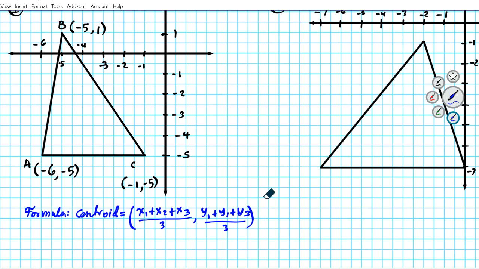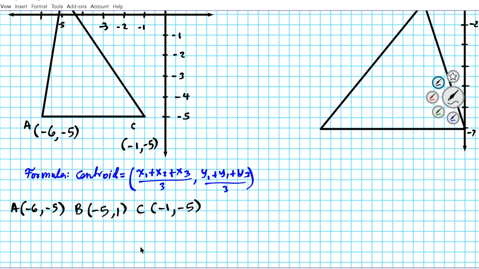Okay, so let's go ahead and label our points so we know exactly what goes where. So point A is -6, -5. Point B is -5, 1. And then point C is -1, -5. Okay, let me just check it again just to make sure. -1, -5, okay. And then -6, -5, okay. And then -5, 1. All right, so these points right here will tell us what our values are.